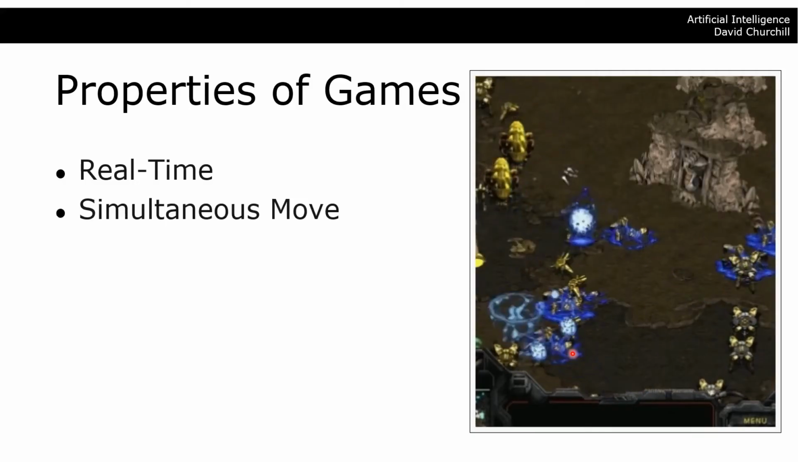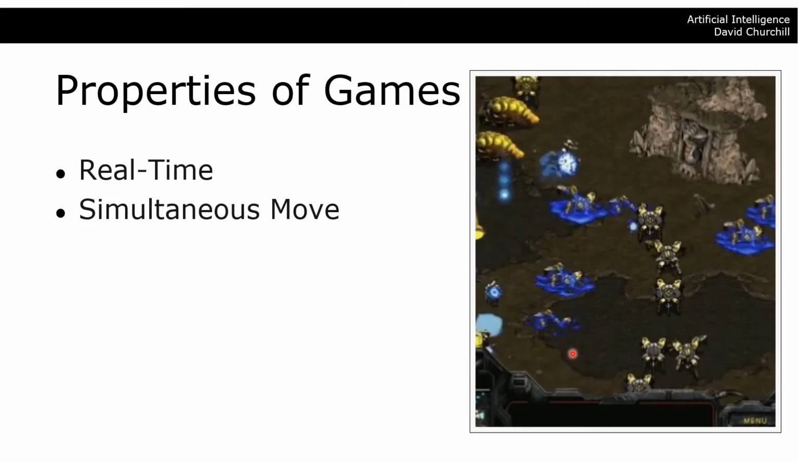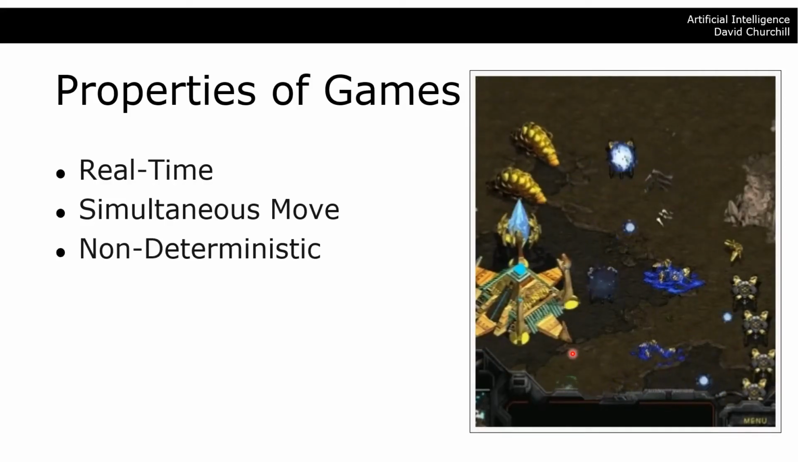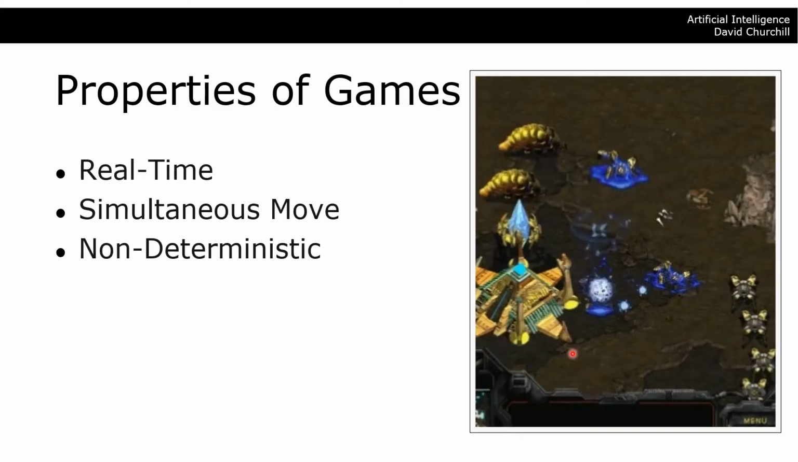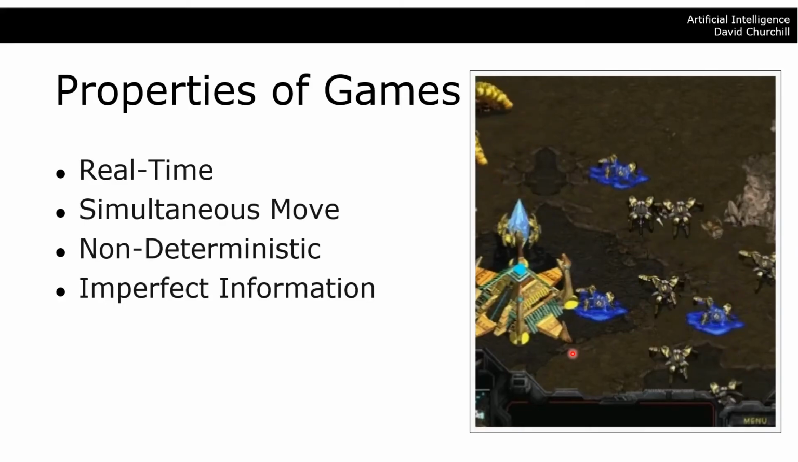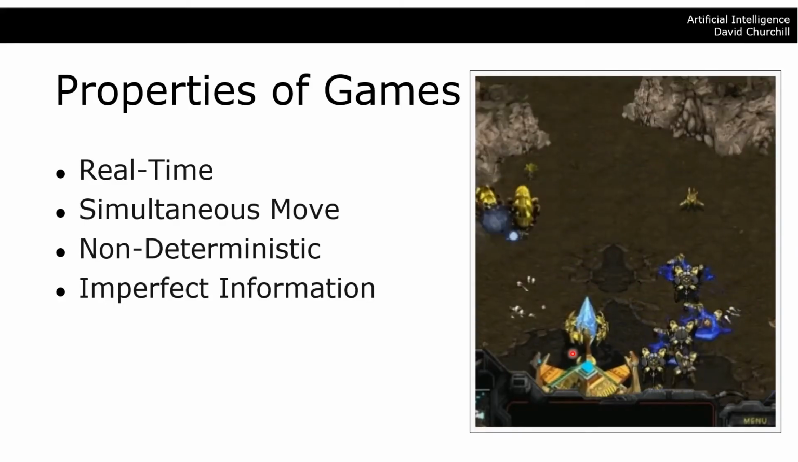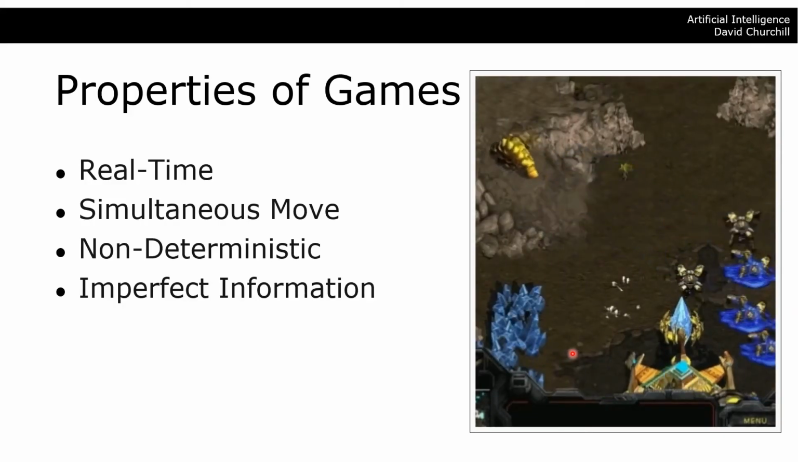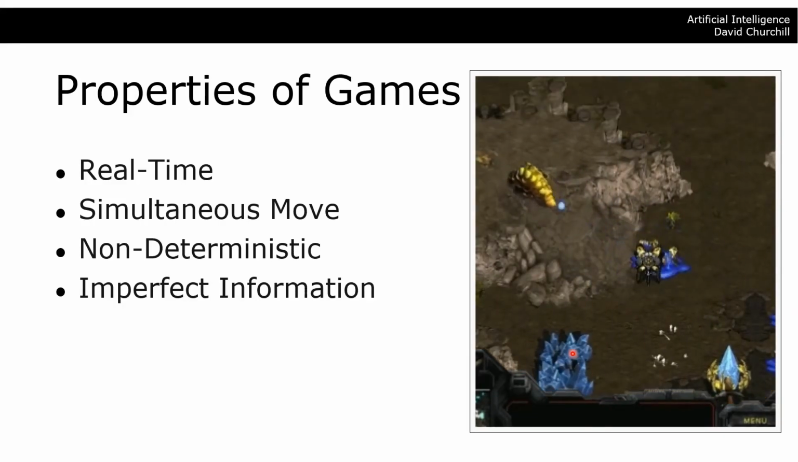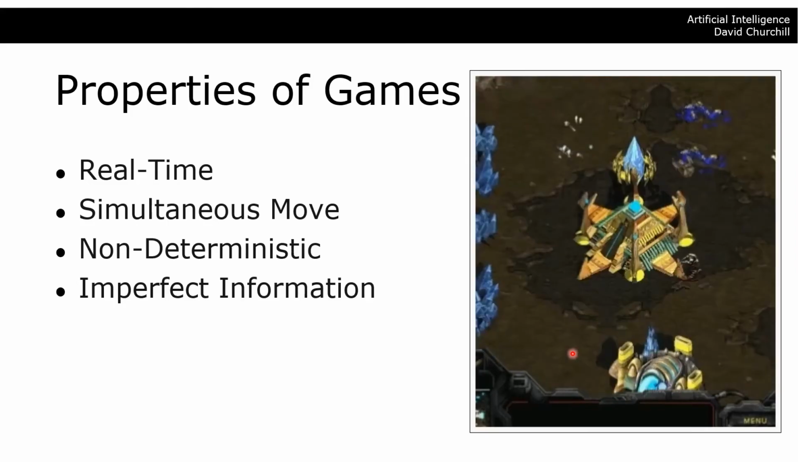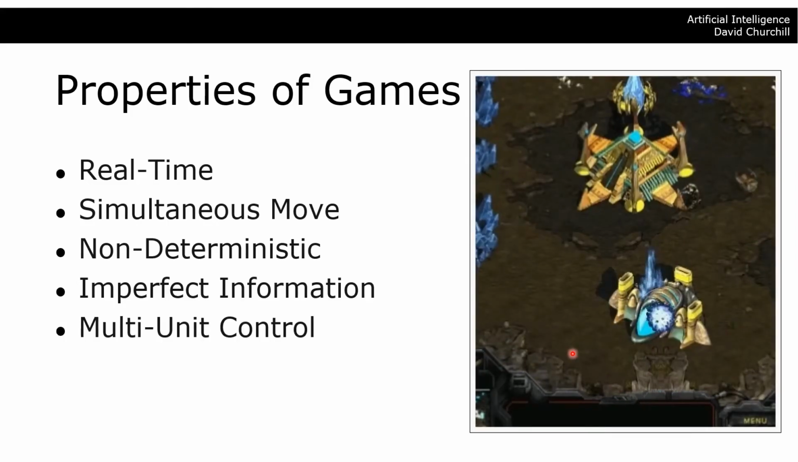Also, video games have simultaneous moves, which introduce really interesting complexity properties. Video games can be non-deterministic, meaning that there's some randomness in the game that now your AI has to deal with. Also, they can be imperfect information, meaning that some players have access to some parts of the game, and some players have access to other parts of the game. And if you don't know things like, for example, where your opponent's units are or what cards they're holding in their hand, then that can be a really difficult problem to solve.